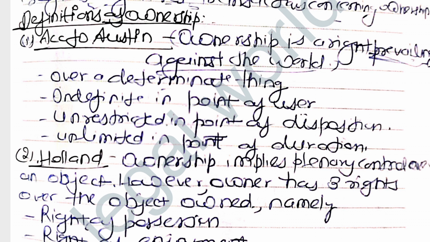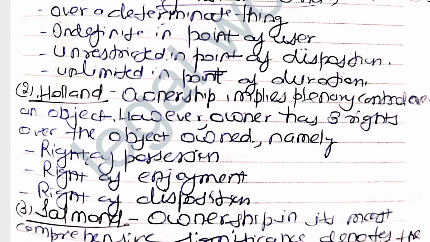If we talk about the definition of ownership that has been given by certain jurists, the first definition is given by Professor Austin. According to Professor Austin, ownership is a right prevailing against the world over a determinate thing, indefinite in the point of user, unrestricted in the point of disposition, and unlimited in the point of duration.